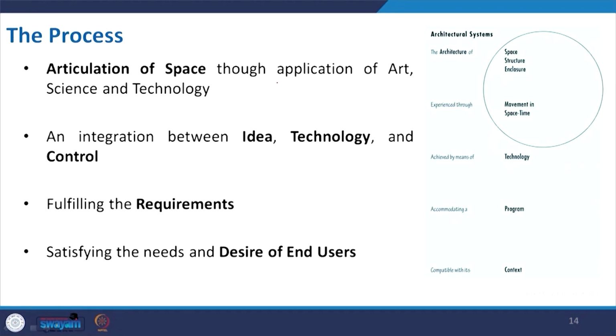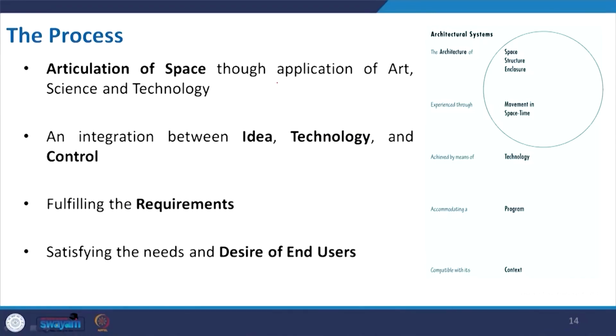Now, coming to the process, architecture is basically the articulation of space through the application of art, science and technology. So, we all agree that first we have to be very imaginative, and have the creativity to create something really appreciable, and then we have to make it real with the application of science and technology. This process also includes an integration between idea, technology and the control.